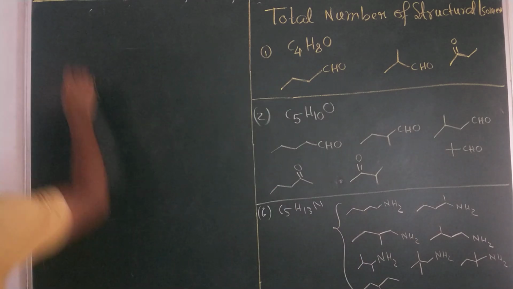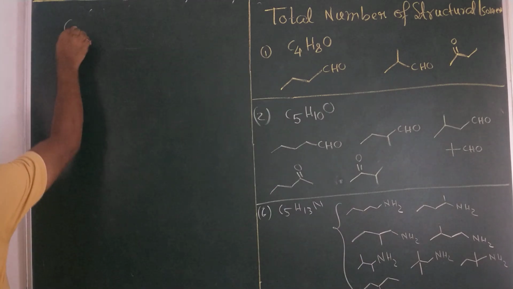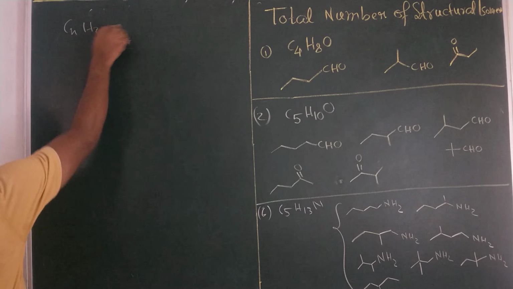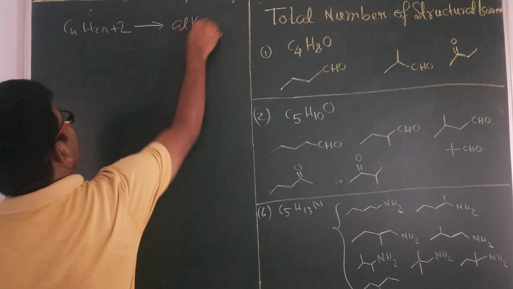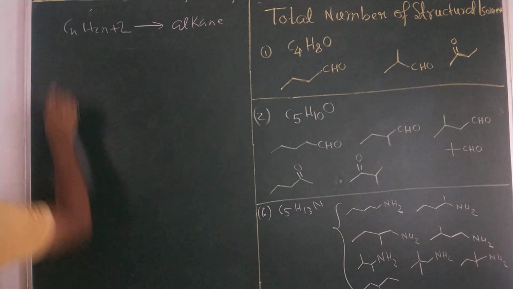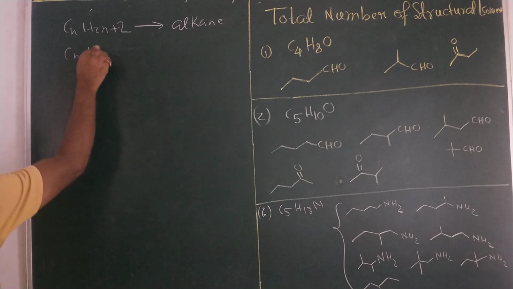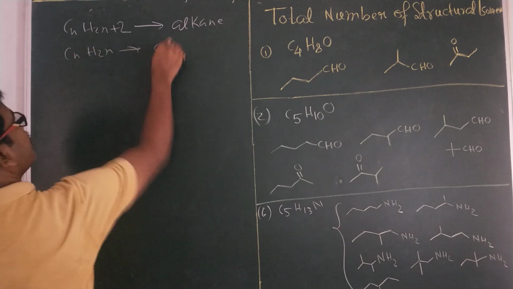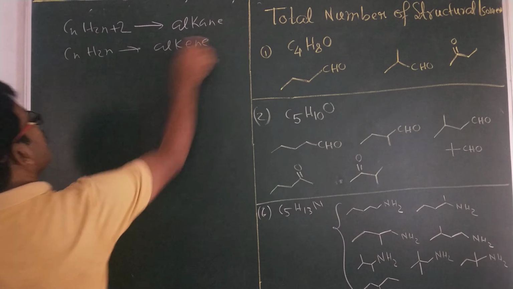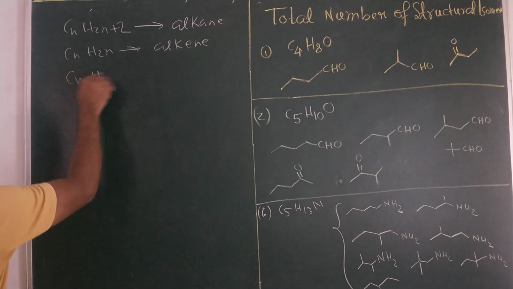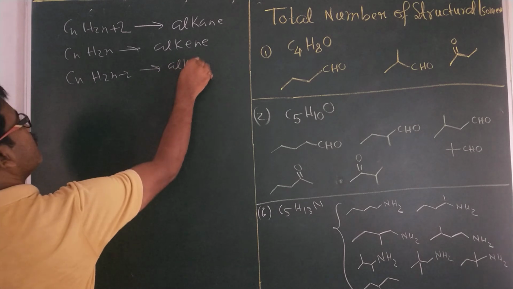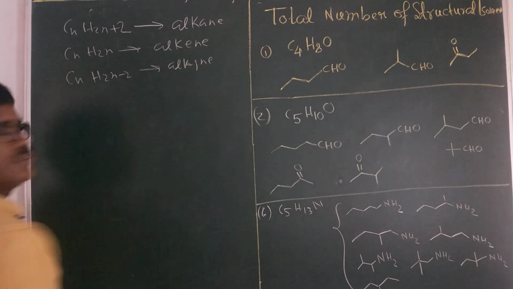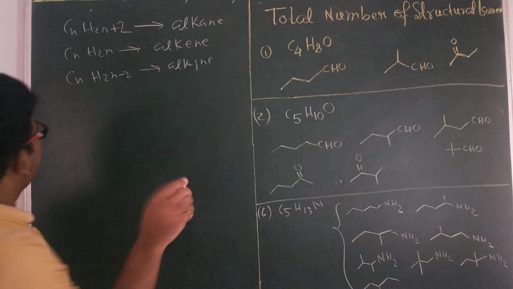Suppose the given formula follows the pattern CnH2n+2, I can say this compound is an alkane. If the given formula is CnH2n, it is an alkene. If the given formula is CnH2n-2, I can say it is an alkyne.